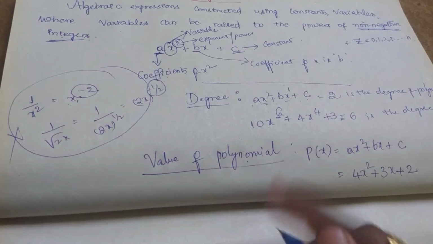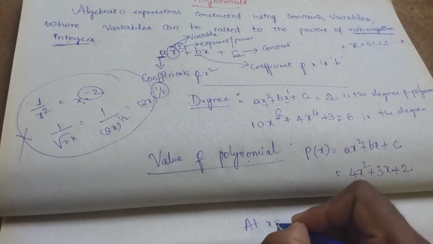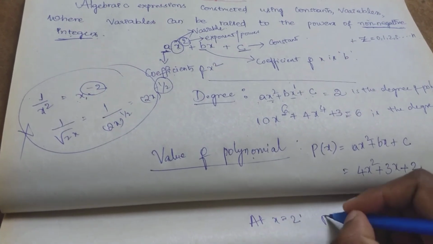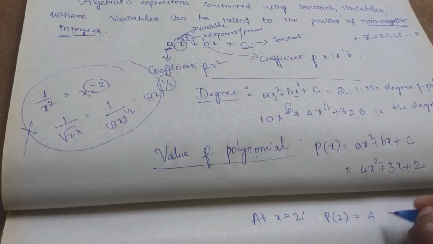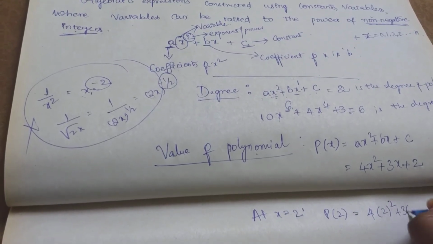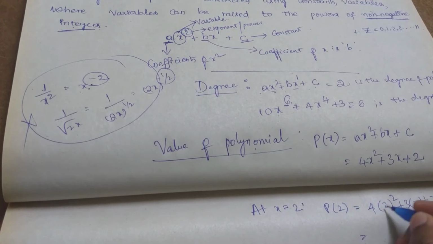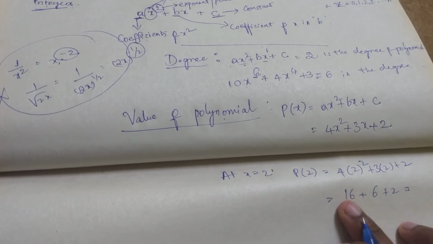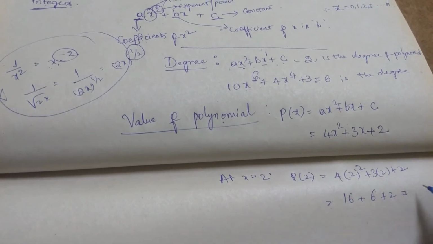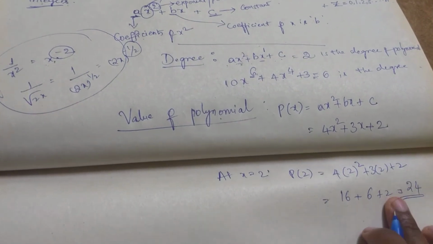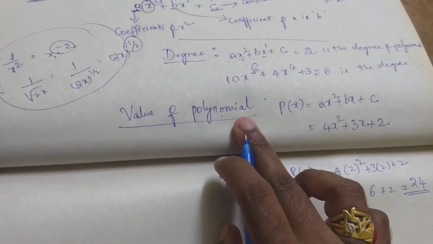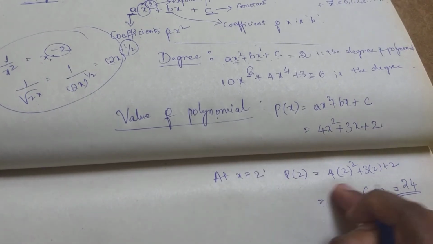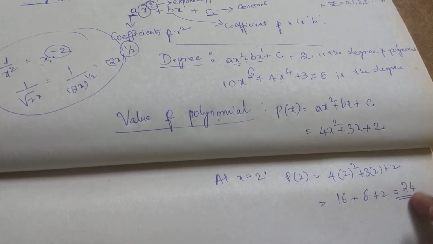Value of the polynomial at x equals 2. Let us take any example. I am taking x equals 2. Then at p of 2, the value will be 4 into 2 square plus 3 into 2 plus 2. So 4 4s are 16 plus 3 2s are 6 plus 2. So how much will you get? 16 plus 6 is 22. 22 plus 2 is 24. Here the value of the polynomial is nothing but, at a given x value we have to substitute the value of x in the given expression to derive a single value.